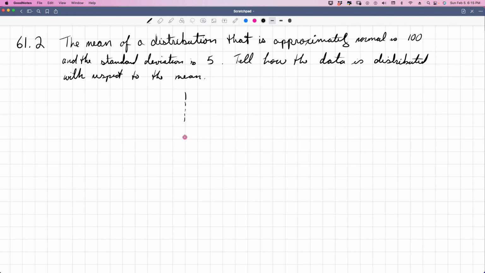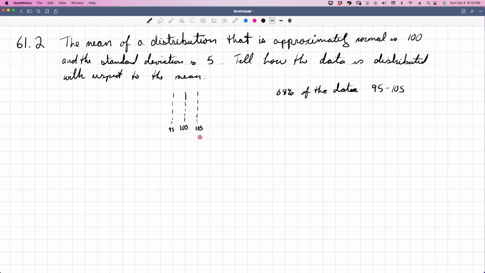Our mean is 100, right? So let's just pretend these blocks are going to be a standard deviation, and that standard deviation is 5. Then we know that one standard deviation here, that's 105, and this is going to be 95, right? So given that, 68% of the data is 95 to 105.